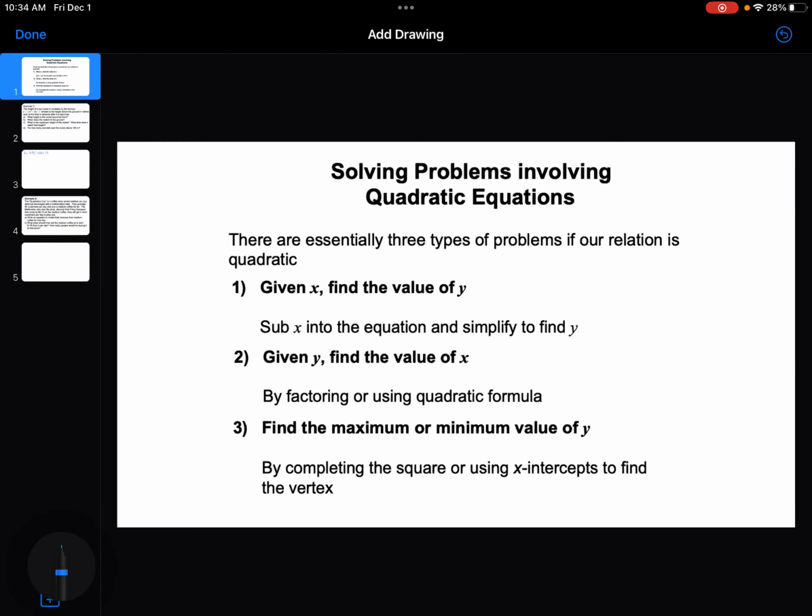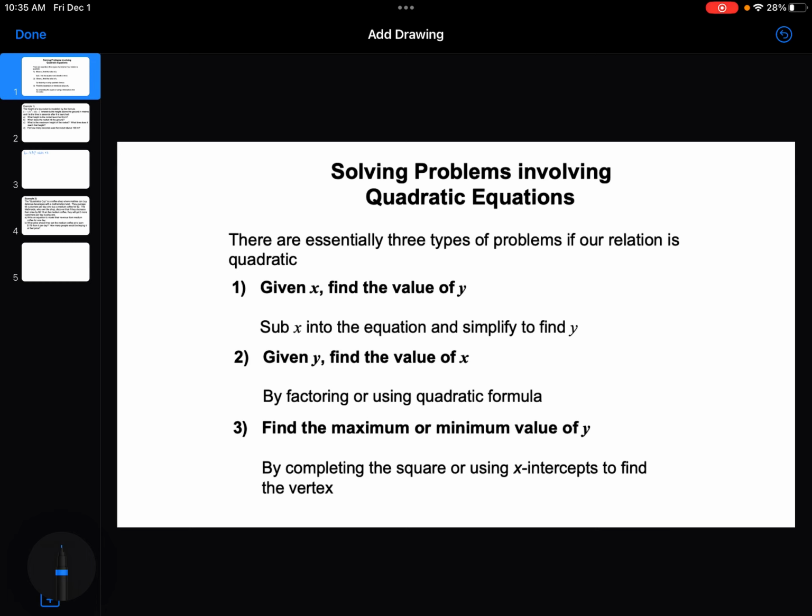Looking at quadratic word problems, there's really three different things that you're going to be solving for. You're either going to be given x and finding y, where you just sub into the equation. You're going to be given y and then find x by either factoring or using the quadratic formula, or you need to find a max-min value by completing the square or using the x-intercepts to find the vertex.